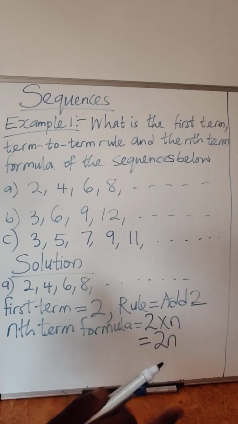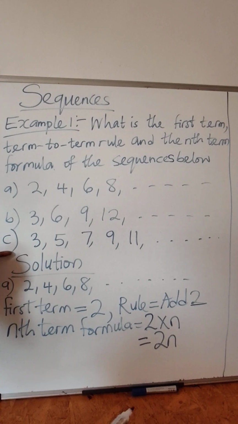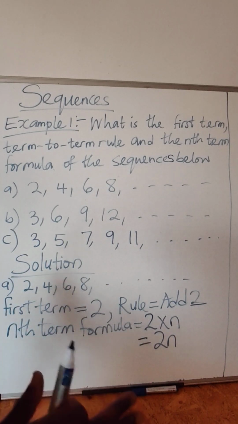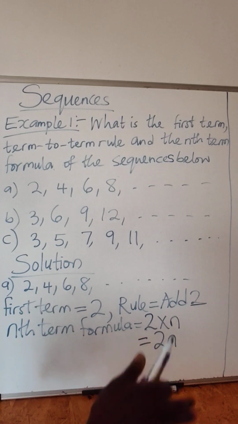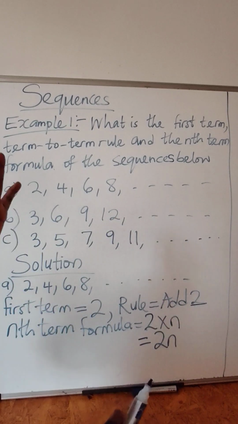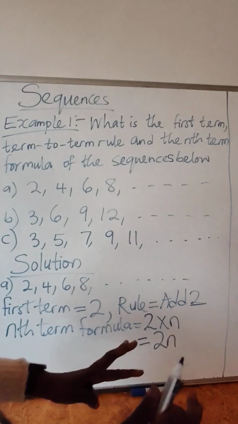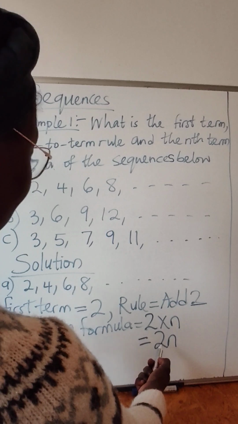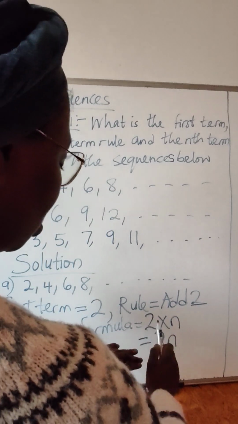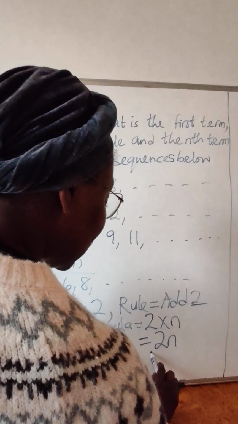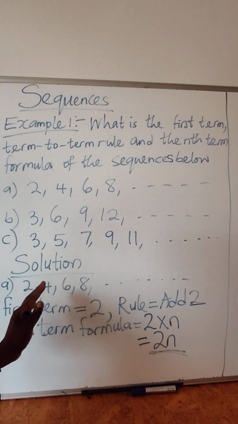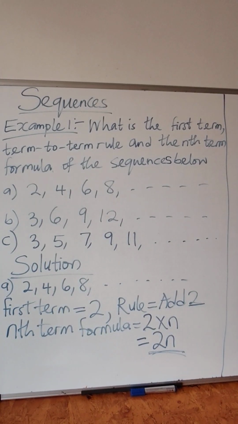I don't know if you get what I'm saying, but by the time we are in the third sequence, you will understand better. But for the first sequence, you don't have much stress when the first term and the rule are the same, because you're just going to write the rule multiplied by small letter n, which is 2n. And since the rule and the first term are the same thing, no addition, no subtraction, this is just the nth term. The nth term for this first sequence is 2n.